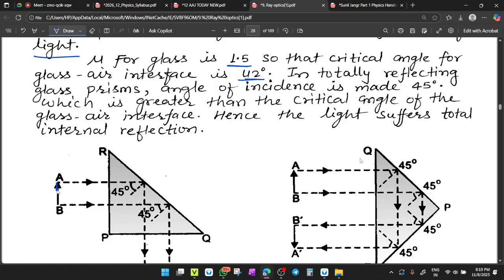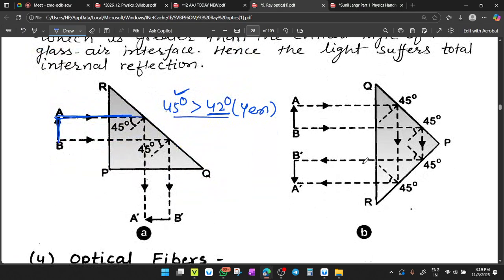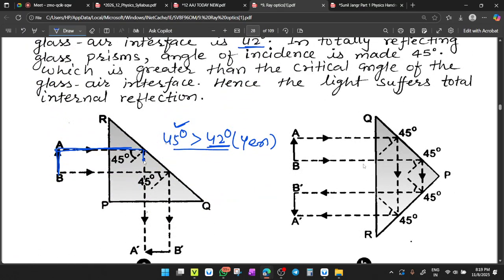Now see, this is your object AB, and your incident ray is falling on this face such that your incidence angle equals 45 degrees. Now tell me, 45 degrees is greater than 42 degrees. Say yes or no. Obviously 45 degrees is greater than 42 degrees, which is the critical angle. So when your incident angle is greater than the critical angle, then reflection takes place and the light ray is reflected like this. Clear or not clear?